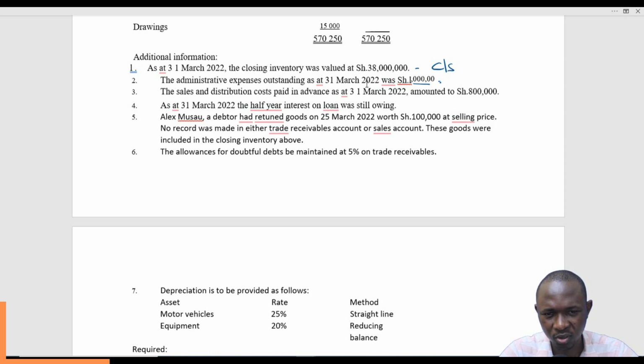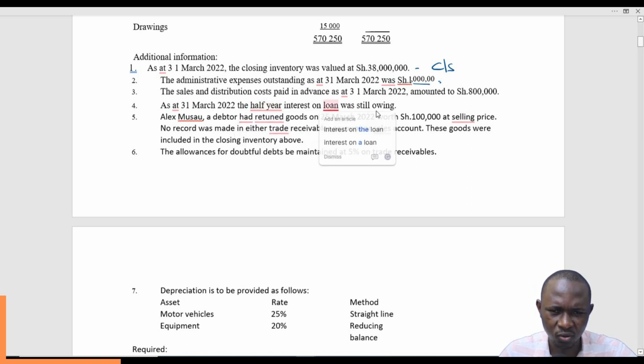Selling and distribution costs paid in advance. So this is a prepayment. It will affect the profit and loss, the expense itself, and then the statement of financial position under current assets. As at 31st March 2022, the half-year interest on loan was still owing. It's an outstanding, so it will affect the current liability part of the financial position.